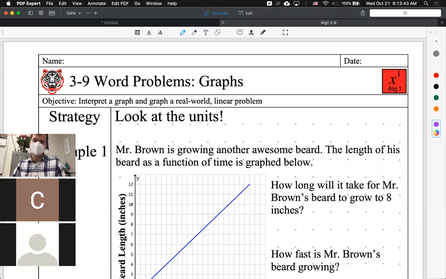All right, so we are in Algebra 1, Lesson 3-9, Word Problems Graphs. Today's date is Wednesday, October 21st, 2020.